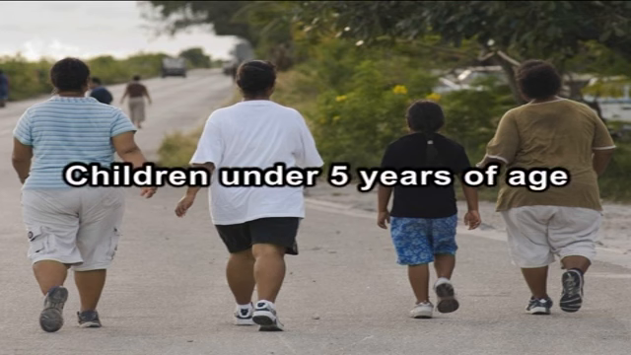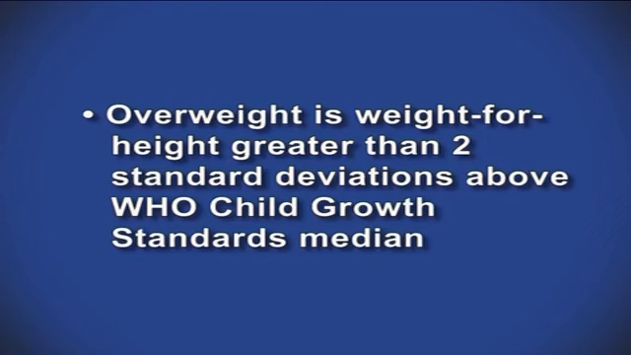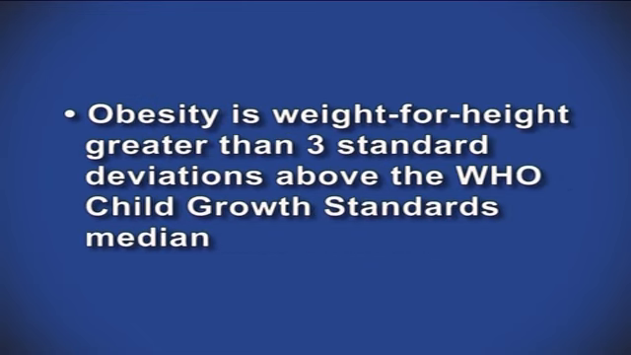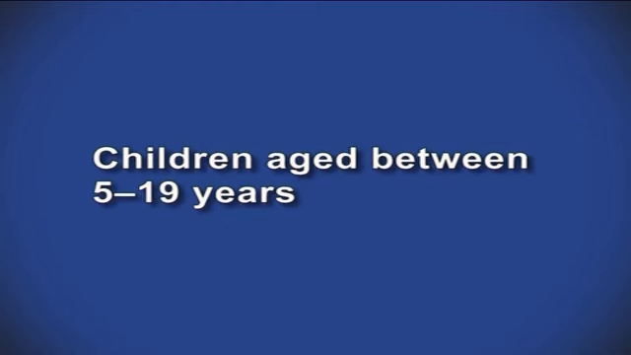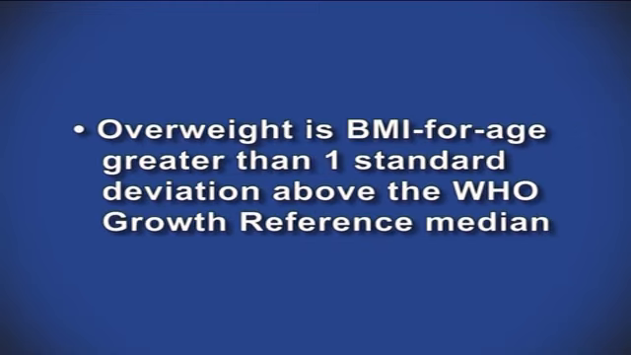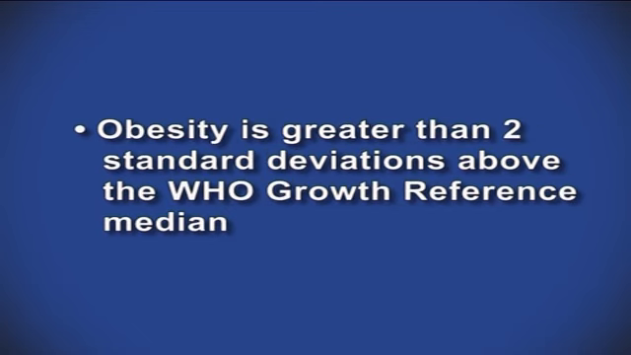For children under 5 years of age, overweight is a weight for height greater than 2 standard deviations above the WHO Child Growth Standards median, and obesity is weight for height greater than 3 standard deviations above the WHO Child Growth Standards median. For children aged between 5 to 19 years of age, overweight is a BMI for age greater than 1 standard deviation above the WHO growth reference median, and obesity is greater than 2 standard deviations above the WHO growth reference median.